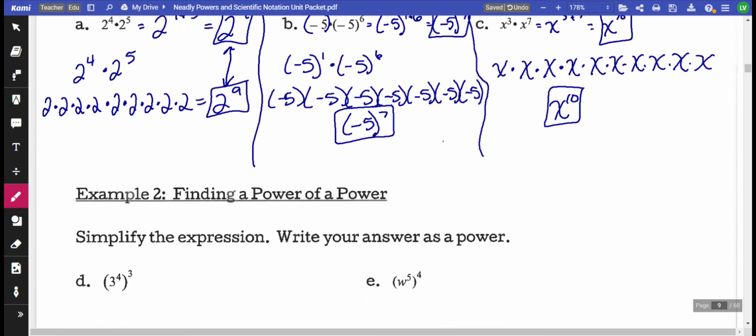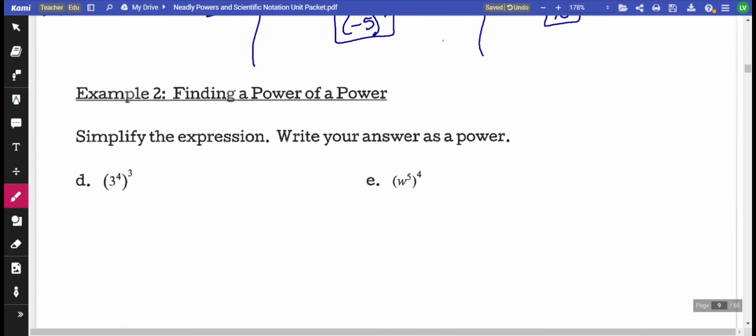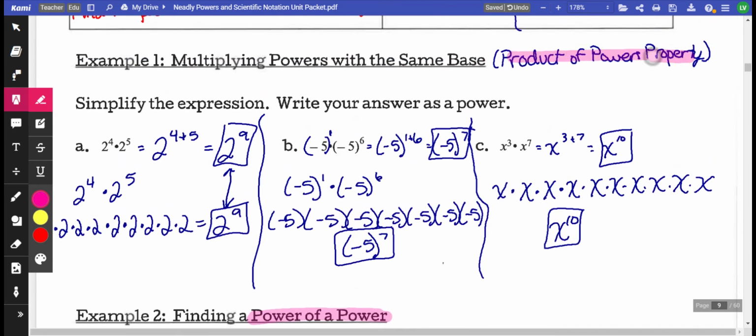Okay, next set of examples. Finding a power of a power. So we are doing power of a power. If I go back up, I can highlight product of powers.